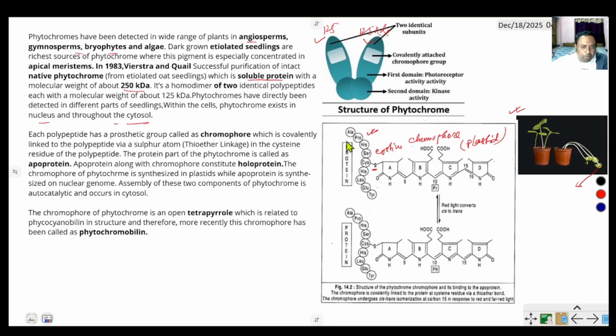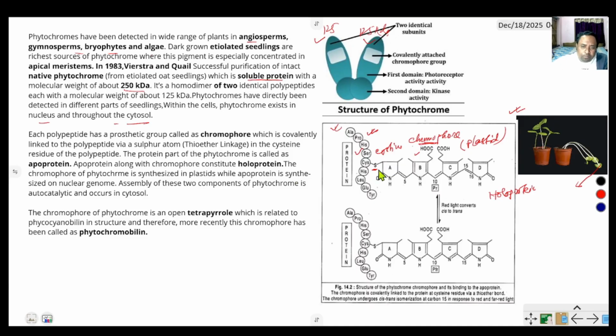This is the protein part of phytochrome. This is the non-protein part, the prosthetic group of the phytochrome. The protein part and non-protein part combine to produce the holoprotein. This chromophore part or prosthetic group part is found in the plastid, but this protein part is found in the nucleus.